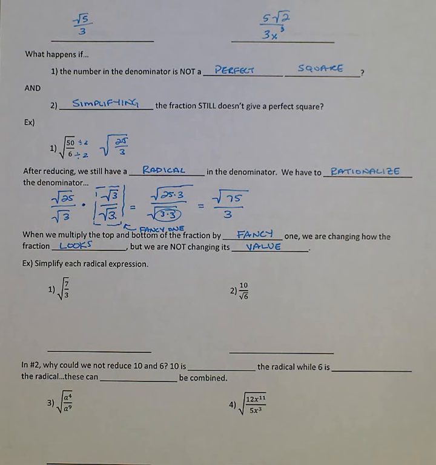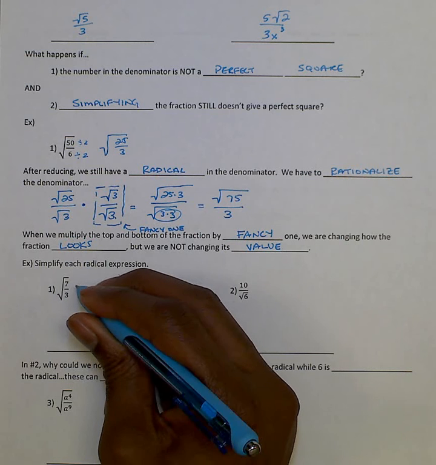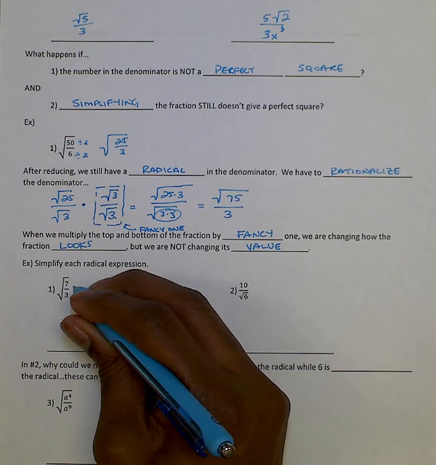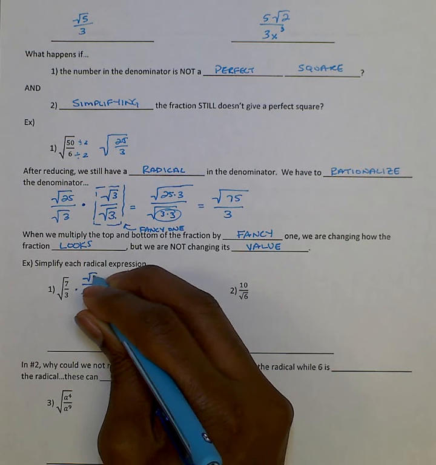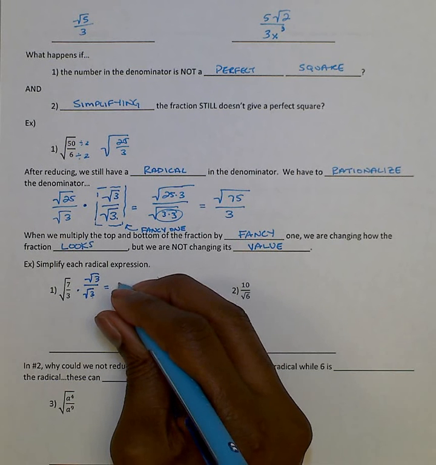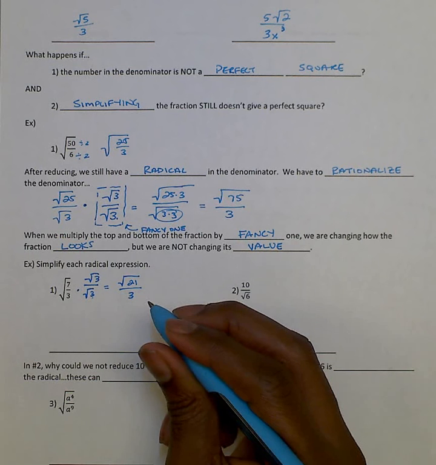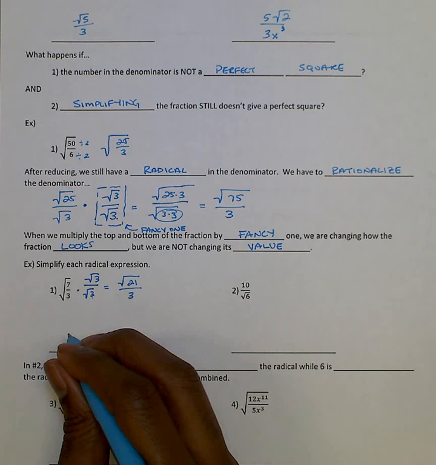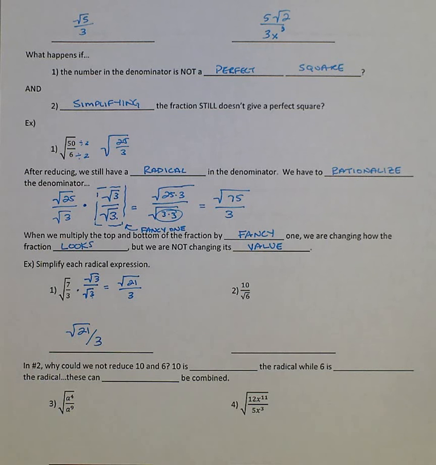So let's look at number 1. We have radical 7 over 3. I try to simplify it. There's nothing that goes into both 7 and 3 that makes it smaller. So now I have to rationalize this fraction. Okay, and again, I'm choosing the denominator. The denominator is the number that makes me say, okay, that's what I need to get rid of. So when I do that, I get radical 21 over 3. Okay, and so we have our answer, radical 21 over 3. Okay?